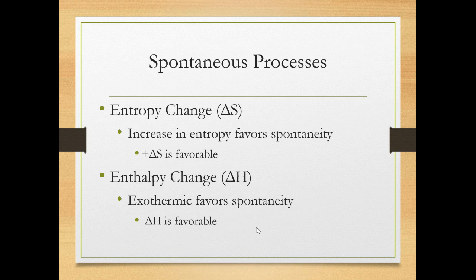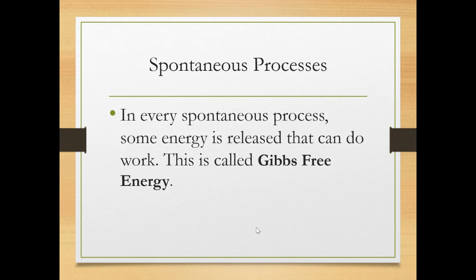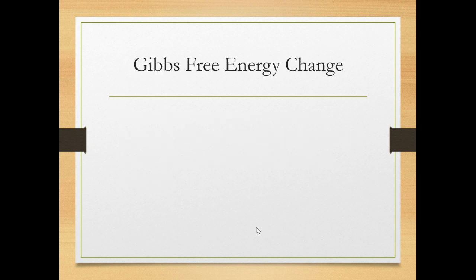But of course, there's a lot of combinations of these two things in processes. So spontaneity can't be determined just by looking at those signs. We have to look at this mathematically. And so to do that, we're going to define something called Gibbs free energy. This is the energy that's released in a process due to the enthalpy and the entropy of the reaction.